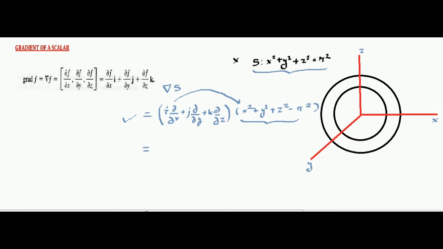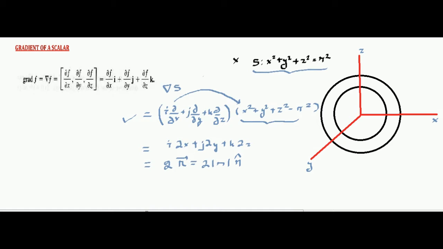So let us see what we get. This is quite simple, and when we take 2 common, we get nothing but the r vector. Agreed? We get the r vector. So what is the r vector? The r vector can be written as r, the magnitude of r, and r cap, the direction of radial cap. Now we know that the r vector is x i plus y j plus z k, that you can see from here. Agreed? So what is the physical meaning of gradient?